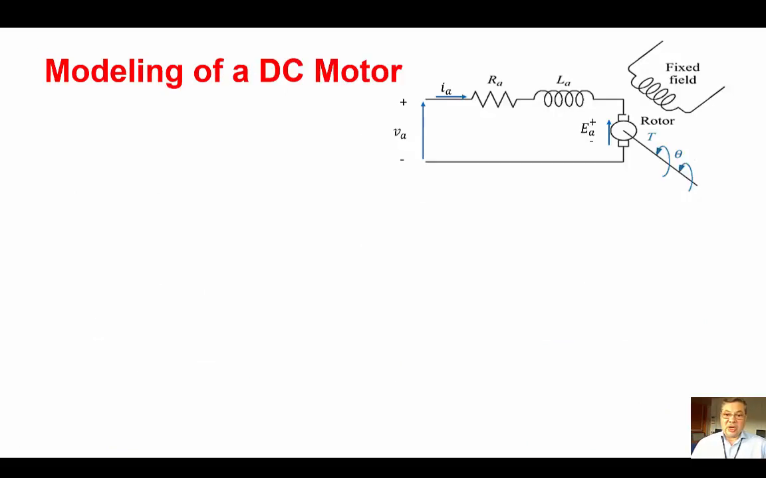Now, if we look at the modeling of a DC motor, we have here the armature winding, which has resistance of the armature and inductance of the armature. As voltage is applied to the motor, a back EMF will be generated. This is the field excitation. This could be a winding or a permanent magnet. The only difference is if it's an excitation with a winding, we can change the current into the winding and control the motor via change of excitation. If it's a permanent magnet, we can't change it once we have built the motor.